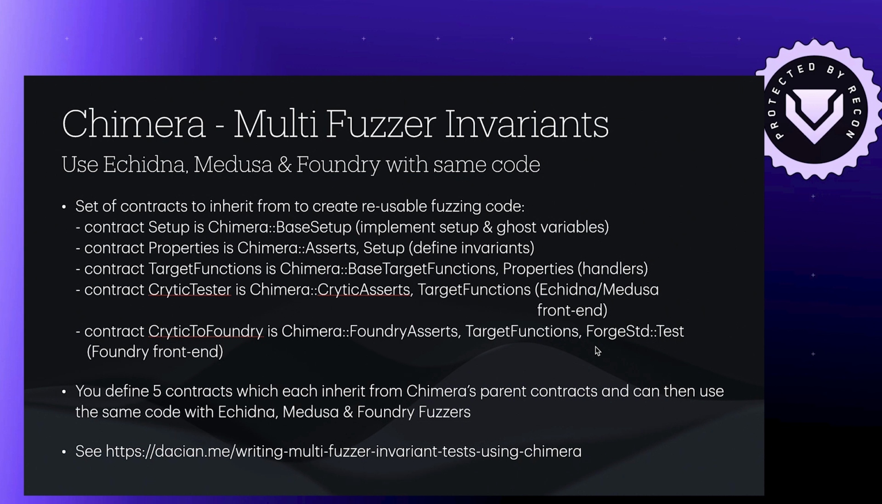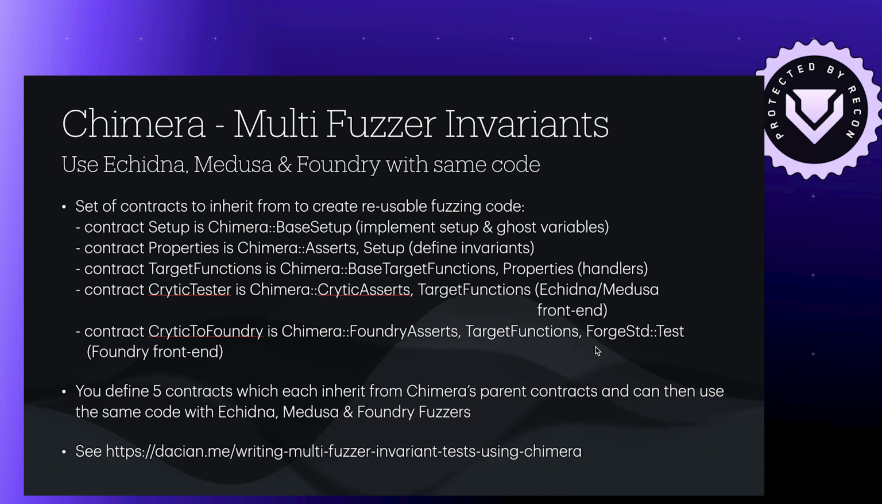All right, so we've seen some examples. We'll see some more, but we'll just take a brief moment to mention Chimera. Chimera is a framework that's been developed by the guys from Recon, and it's a really useful library. One question that people ask me is, Dacian, which fuzzer should I use? And I would just say, use them all. Why just use one? Just use them all, right? And so you use Chimera for that.